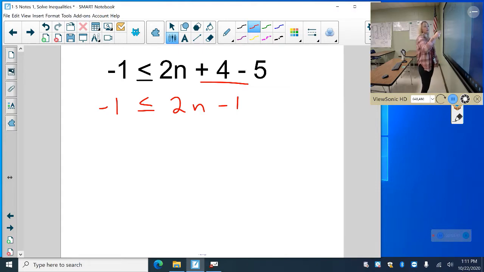Solving the inequality, I'm going to get rid of my addition and subtraction first. Remember, I want to get n by itself. I have to get n by itself, so that means I'm going to add 1 to both sides first.